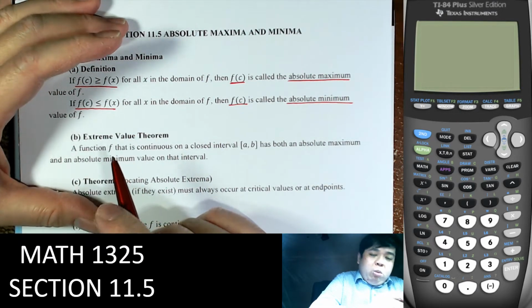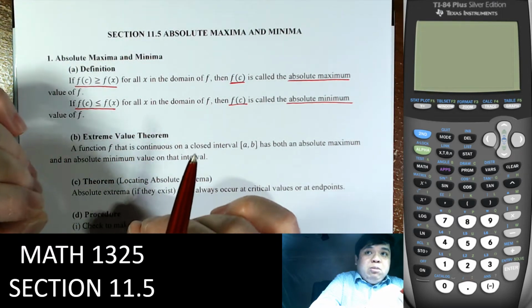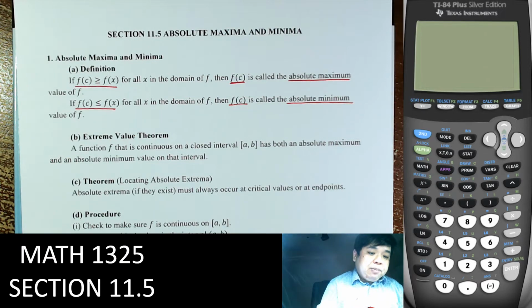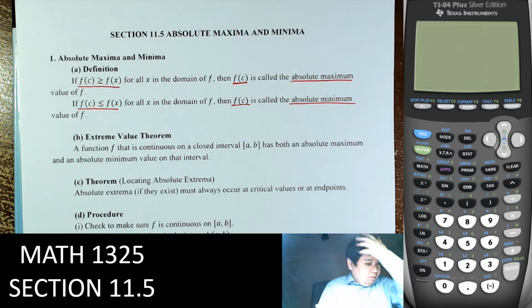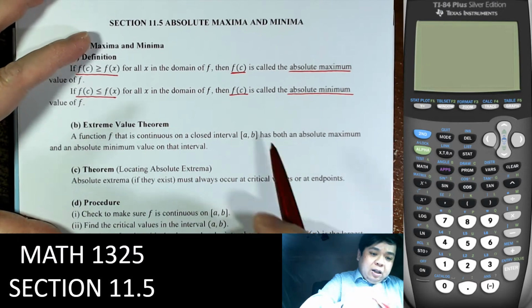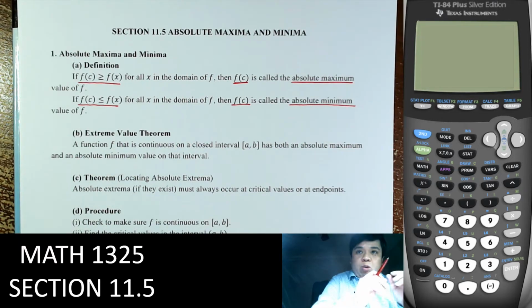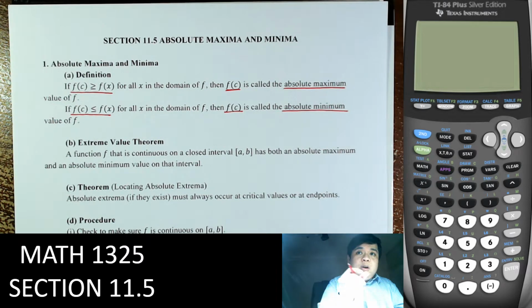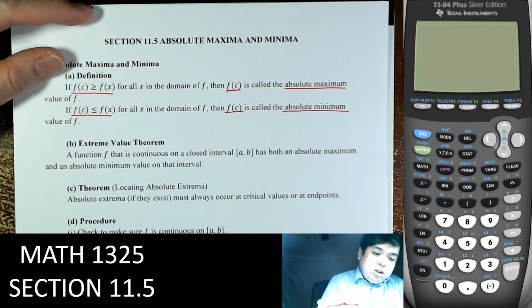We can also refer to an absolute maximum point. In that case, we have the x value and the y value, because a point is always an x and a y value. The y value comes from the original function.